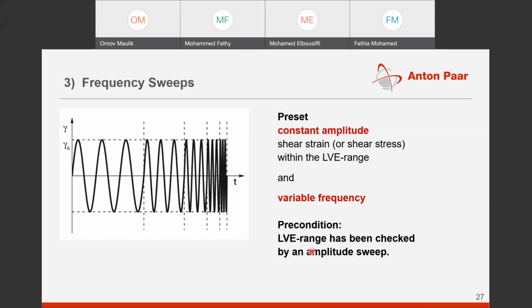So for example, if we get an LVE range of 10% for any particular material, frequency sweep we always need to do below 10%. So this is something which is very crucial. And in the same way, in case you are doing any temperature dependent study or time dependent study, it is important to keep the strain within the LVE range, that is within the elastic limit.